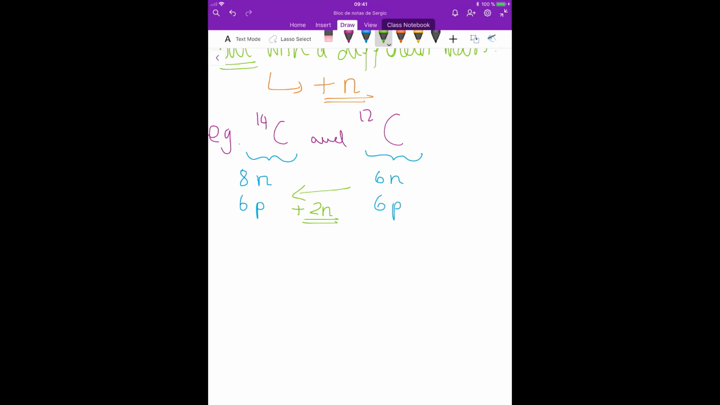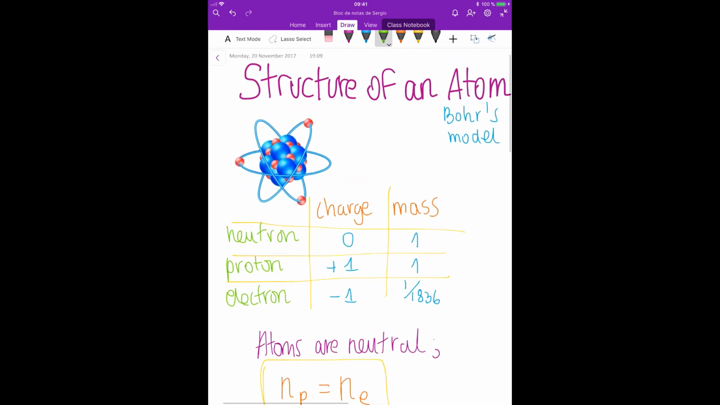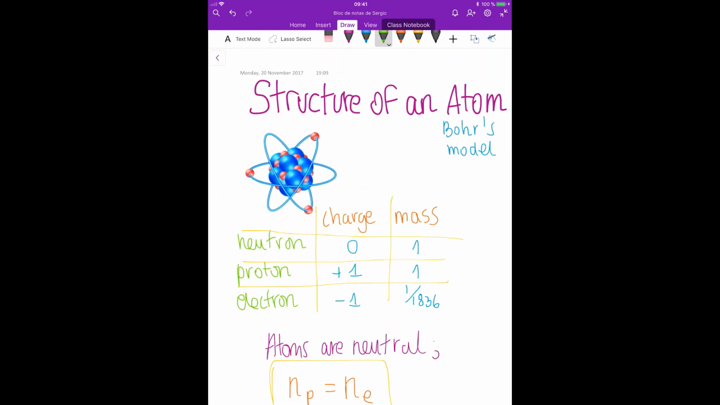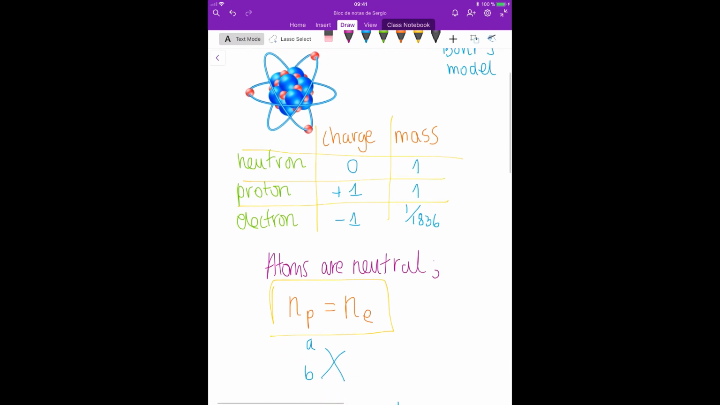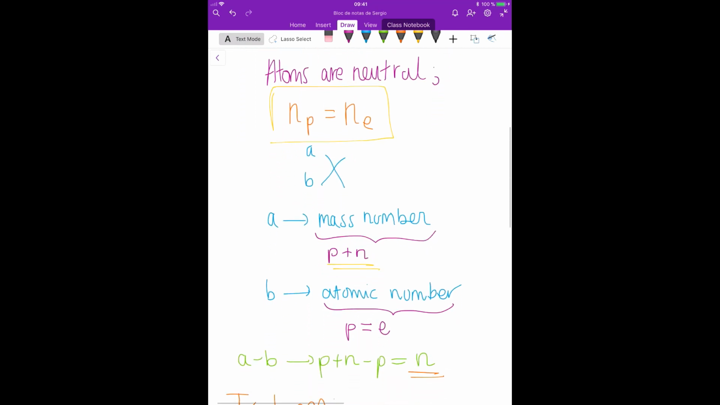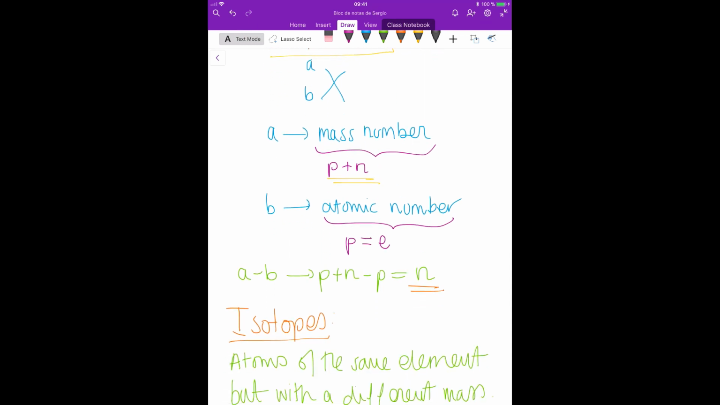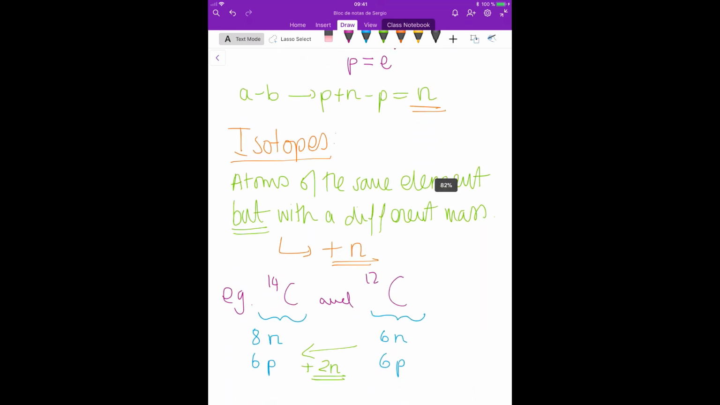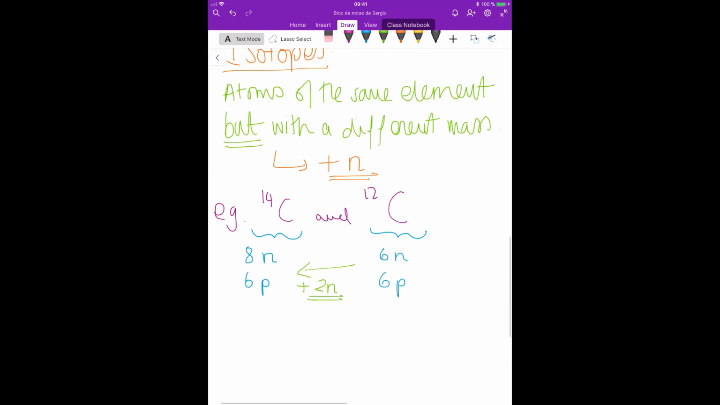So that's all for today. We have learned a few things. We have learned, for example, the structure of an atom using Bohr's model. We know the basic characteristics of the 3 subatomic particles, the neutron, the proton, and the electron. We have discovered that the number of protons and electrons in the same atom must be the same, provided that atoms are neutral. We talked about the mass number and the atomic number and how we can calculate the number of protons, electrons, or neutrons. We also talked about isotopes, what they are, and we gave an example to illustrate what they are.